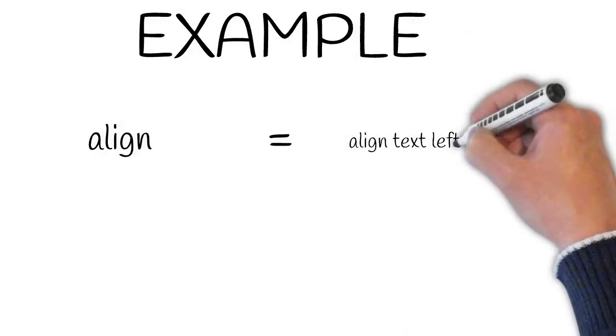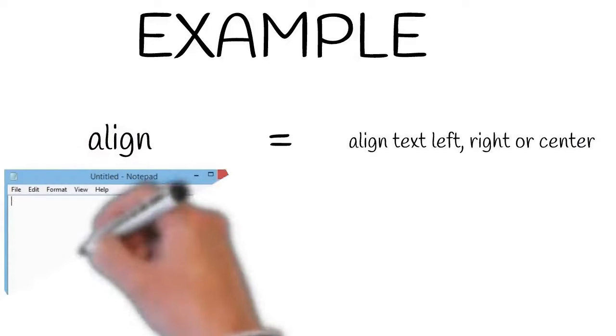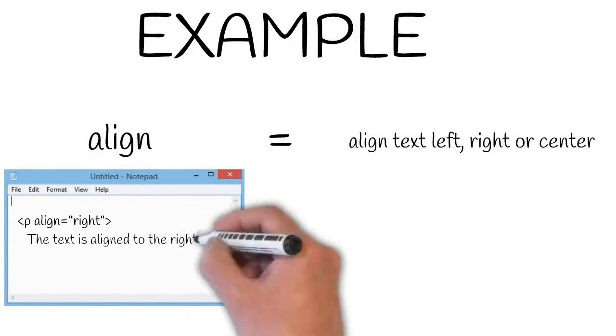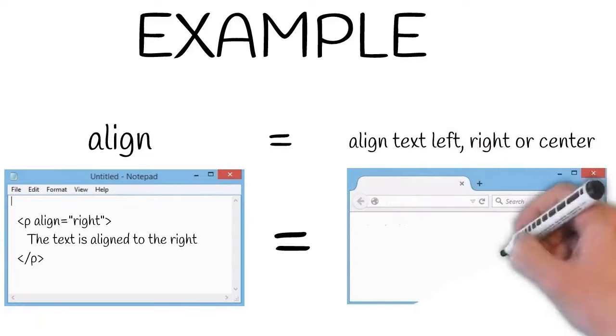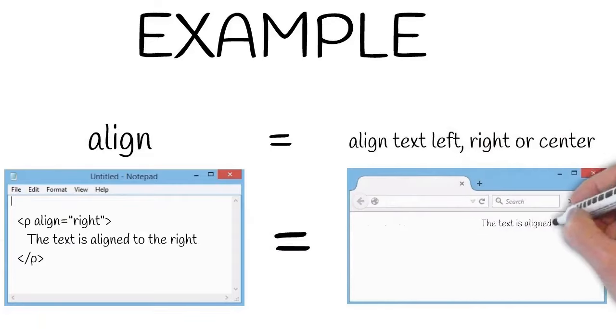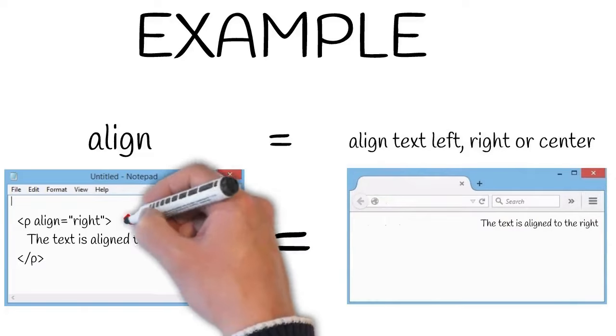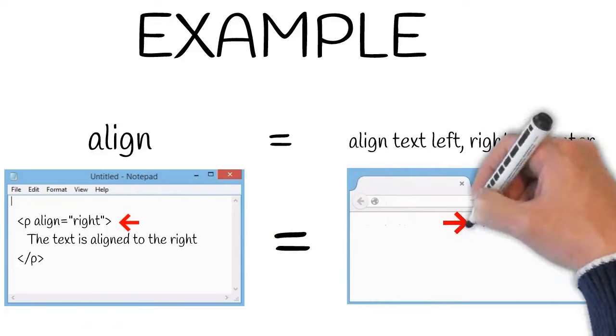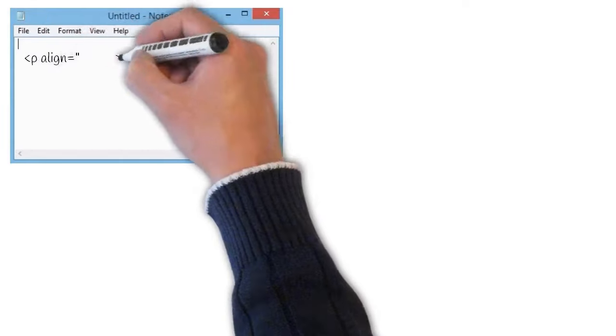Here's an example. Align is an attribute. You can align your text to left, right, or center, similar to using Microsoft Word. You do p-align and then right. Then the text is aligned to the right. And as it appears on the web page, your text will be aligned to the right of the web page. Because of the align equals, and then you put in the direction you want to be placed on the web page.